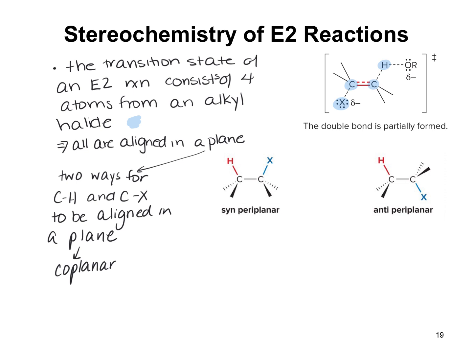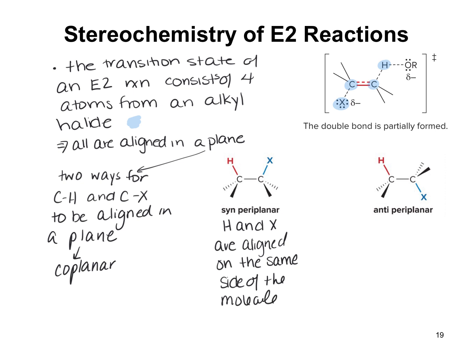Now, when we look at those 2 ways, one way is that the hydrogen and the halogen can be oriented on the same side of the molecule, and that geometry is called syn-periplanar. So the hydrogen and the halogen are aligned on the same side of the molecule.